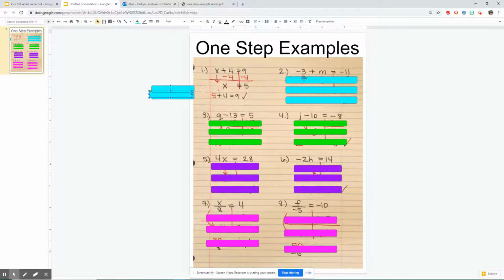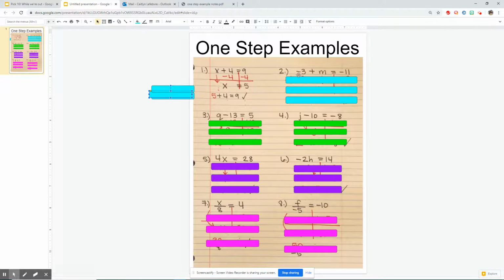All right, number 2. Give it a try on your own first. So go ahead, pause the video, try it, and then I'll work through it. Okay, so hopefully you worked it out. Right here I have negative 3 plus m equals negative 11. This is a hard one because I have a negative in here. But remember, we're adding it to the m, so we're going to do the opposite.